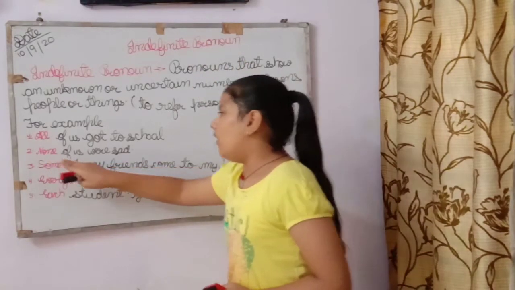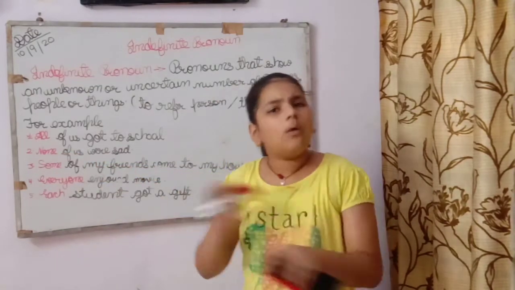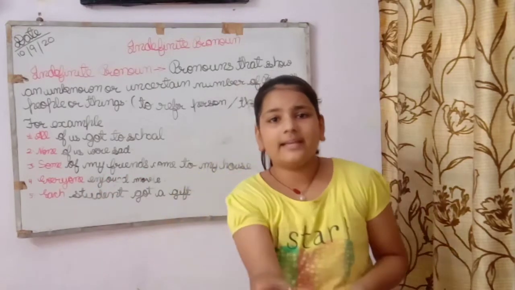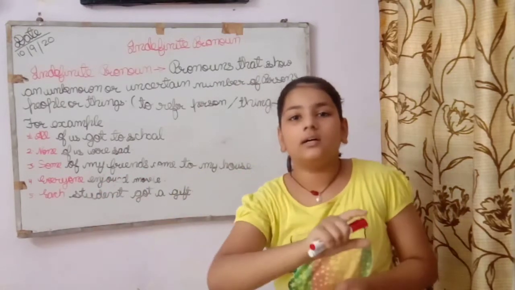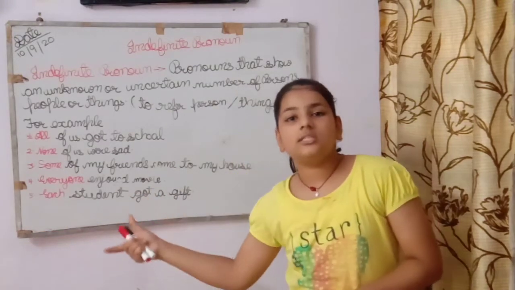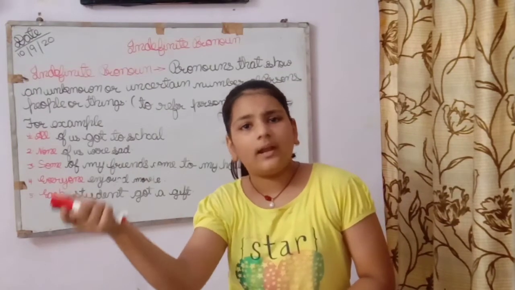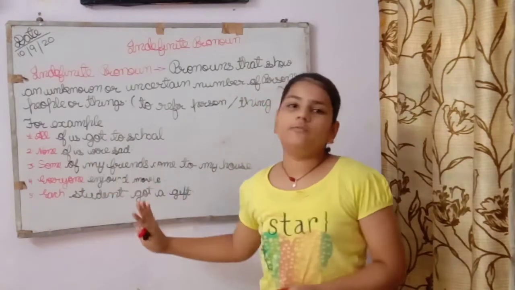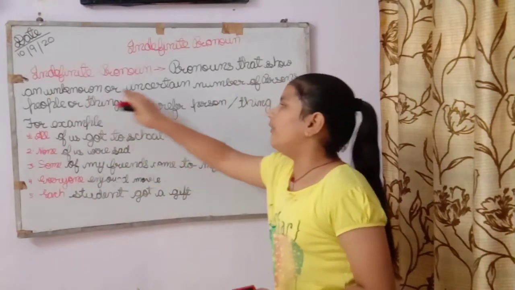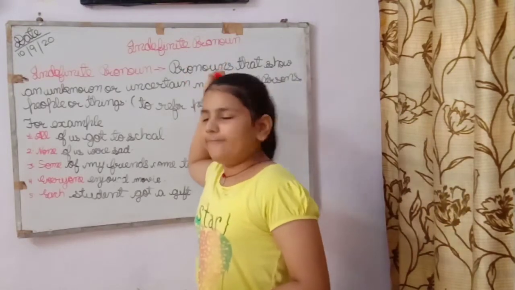Now, none of us were sad. Here none means nobody. Nobody is sad. Here we are not telling the exact one, that Prachi is not sad or Sheja is not sad. We are not talking about a particular thing, person or animal. We are just saying none of us is sad, which means nobody is sad. So none comes in unknown or uncertain number, and unknown and uncertain number comes in indefinite.